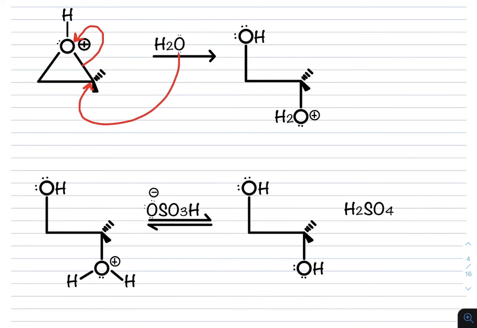And thankfully, the conjugate base of sulfuric acid is there to the rescue. And what will happen is the base will end up snatching a proton from the positively charged oxygen, making oxygen happy again and giving us our final products.